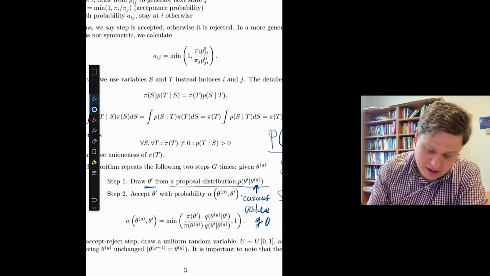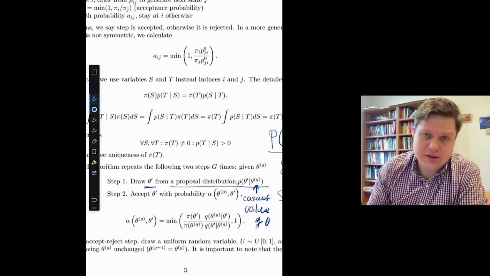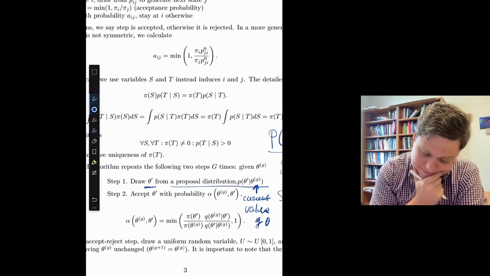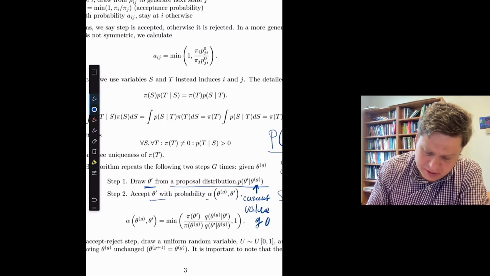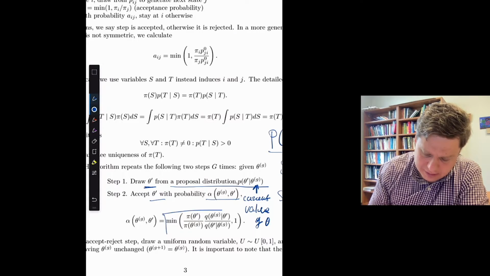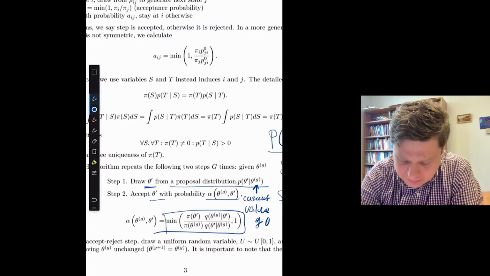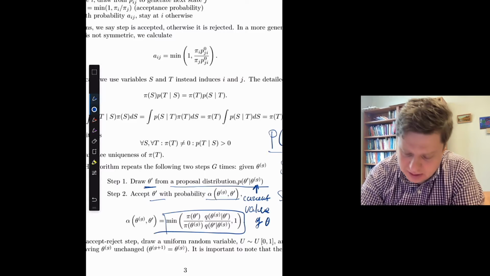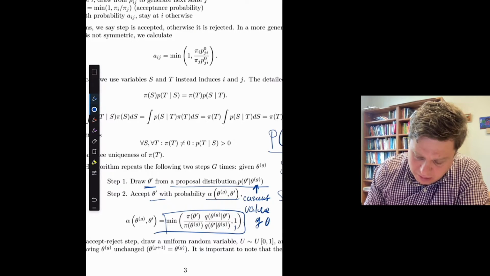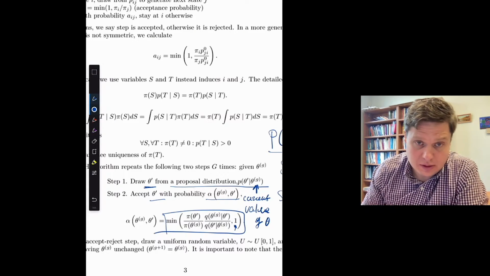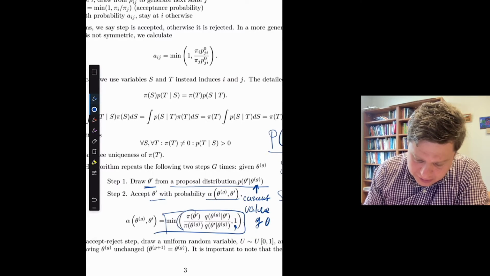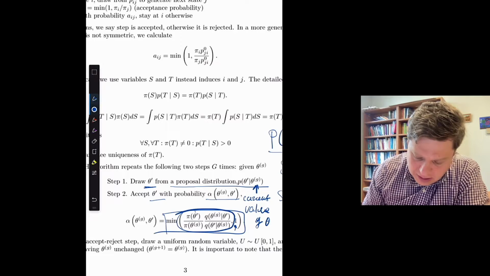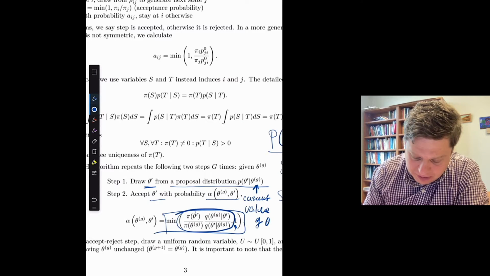So we have some proposal distribution, so we sample some theta prime. And then what we do, we accept this theta prime with this probability alpha, which is just given by this formula. It's a minimum between 1 and this ratio, because we don't want the probability to be more than 1, so it's always below 1, and this ratio here.